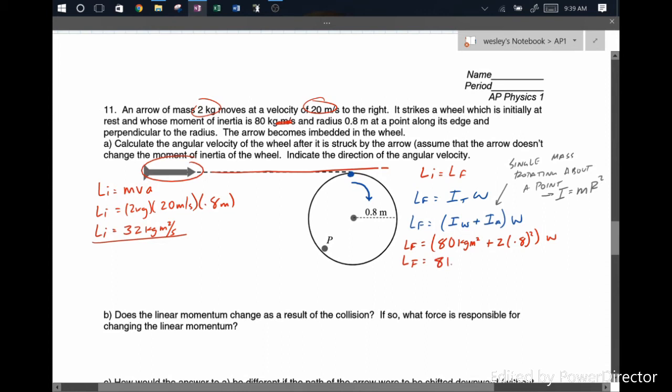So my expression for the final angular momentum is, I think, 81.2 kilogram meters squared times omega. So in order to find out the final angular speed of this system, I'm going to say L initial is equal to L final. So that's 32 kilogram meters squared per second is equal to 81.2 kilogram meters squared times omega. When we do that, omega comes out to be really close to 0.4 radians per second.